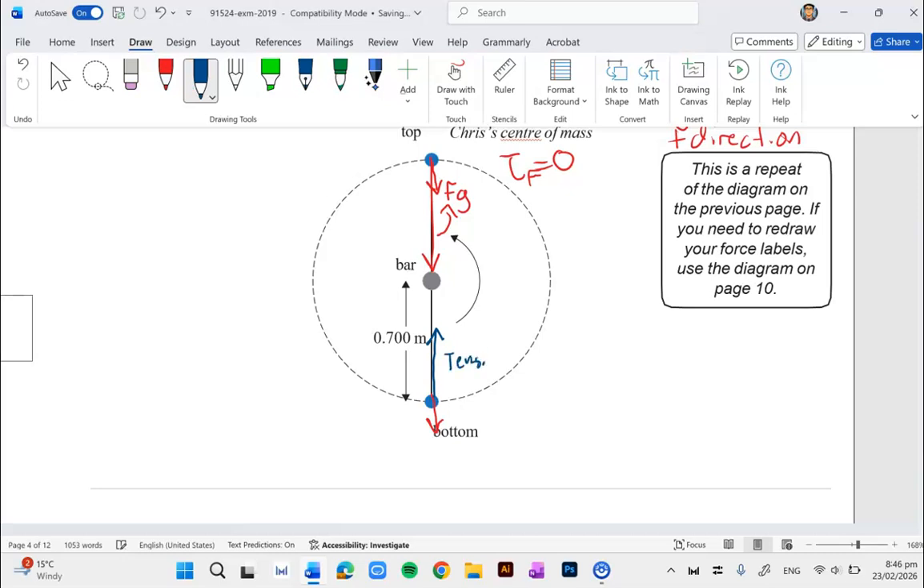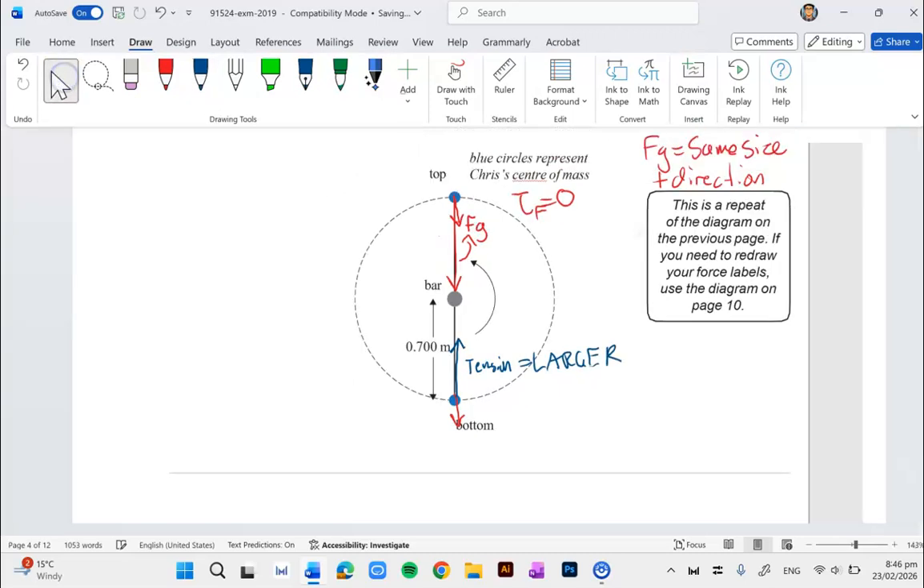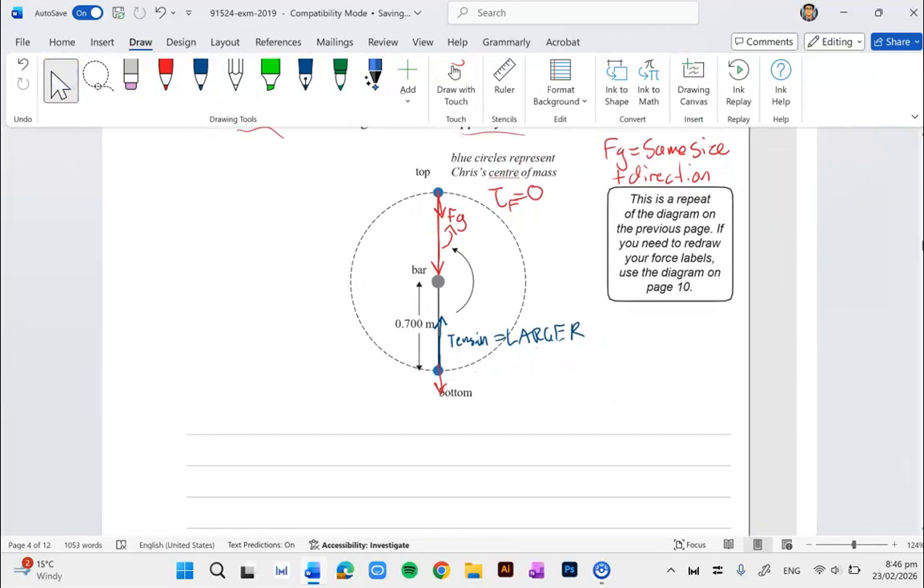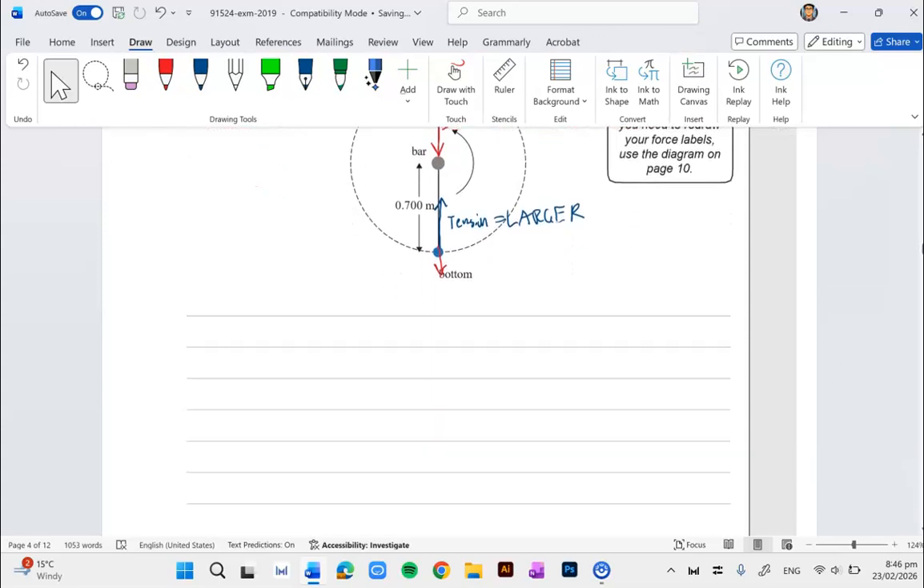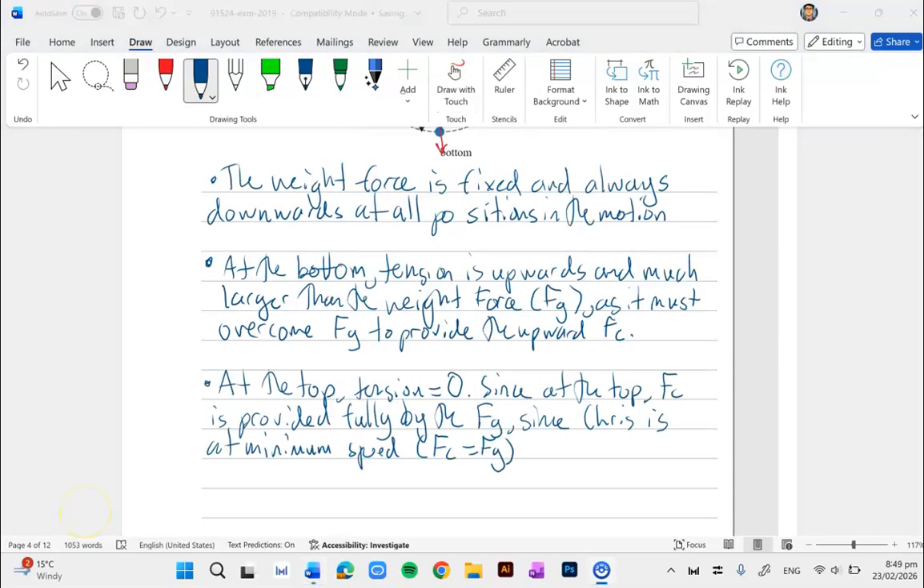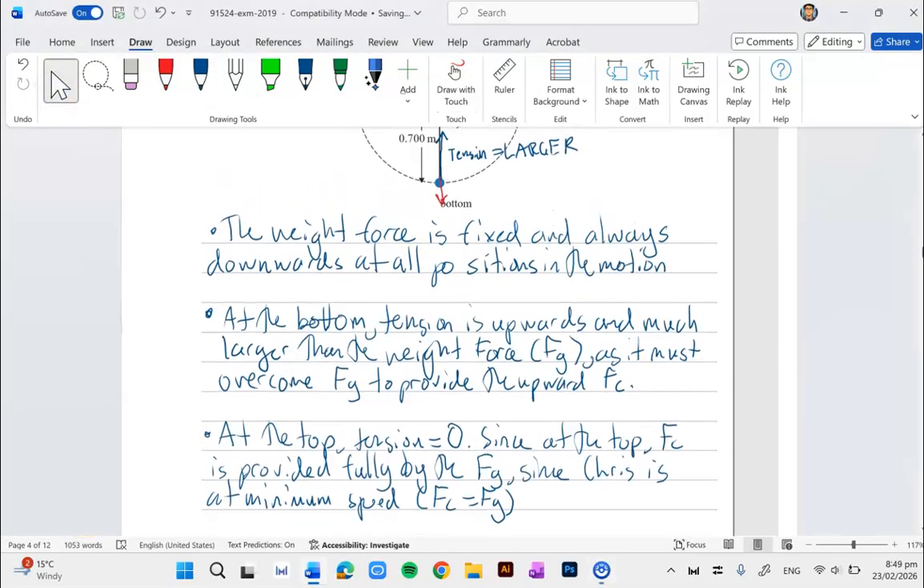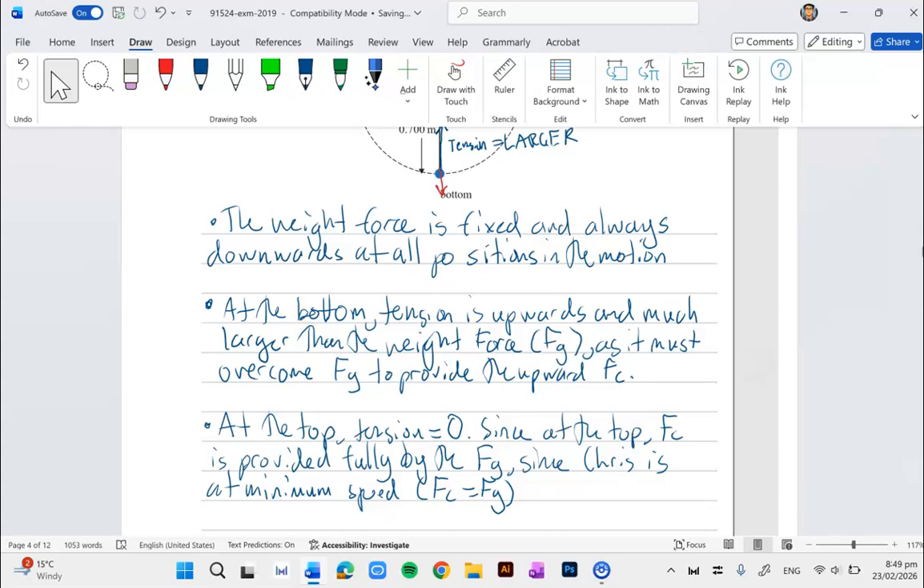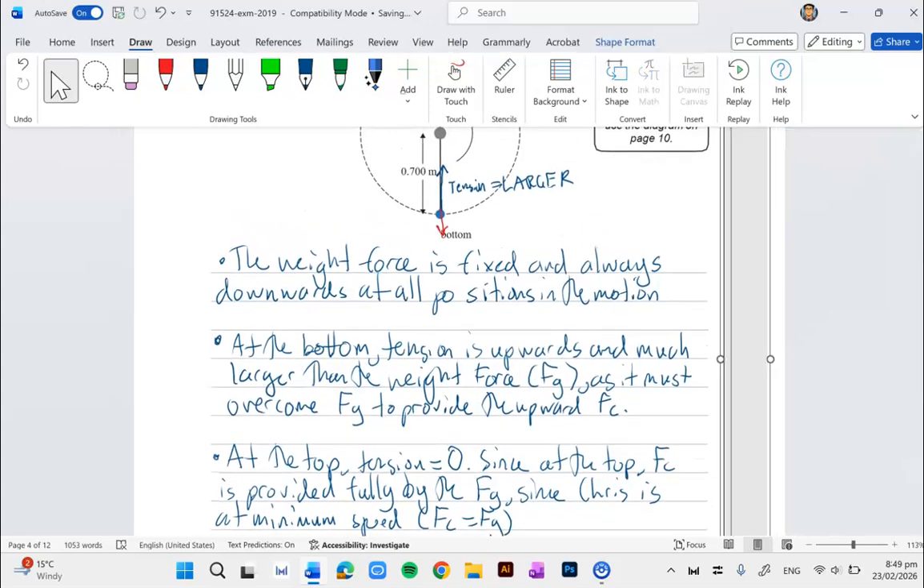Tension. And make sure it is larger. That's very important. So we've sort of done that, and I've also explained it while I've drawn my forces, but I can write it out. So I'm just going to pause it and write it out. Okay, so I've written down the 3 main bullet points that you need to include within your answer that links with what you've drawn.